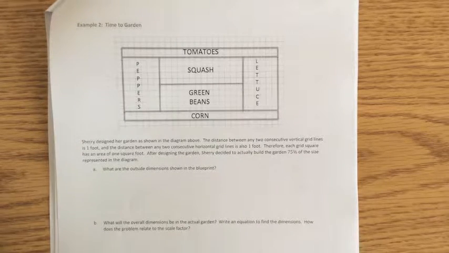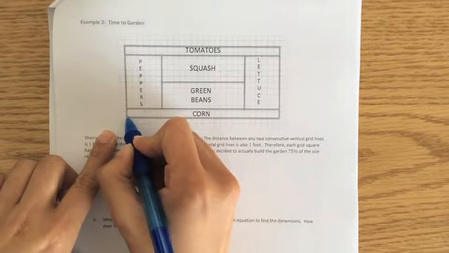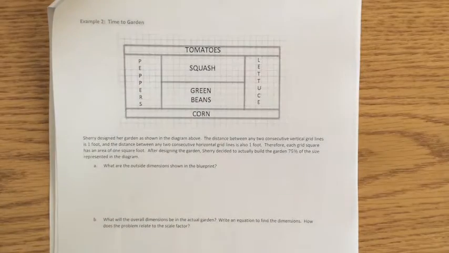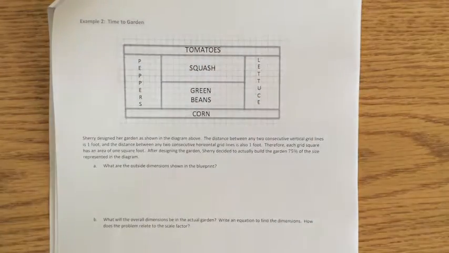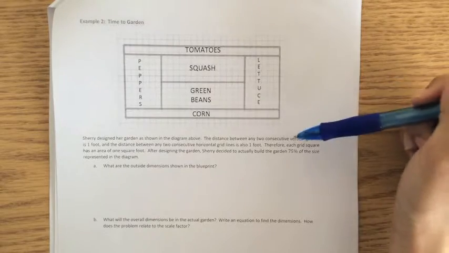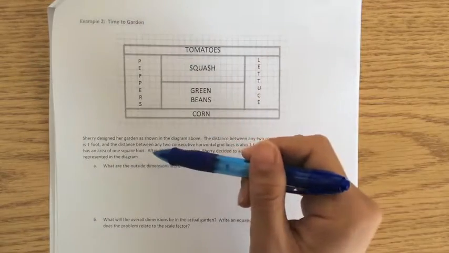All right, so taking a look at example 2, we're trying to think about building a garden. Sherry designed her garden as shown in the diagram above. The distance between any two consecutive vertical grid lines is 1 foot. So basically they're saying that this is considered 1 foot in reality. And the distance between any two consecutive horizontal lines is also 1 foot. So anything up here, anything down here, it's basically a 1 by 1 garden in real life. Therefore, each grid square has an area of 1 square foot.